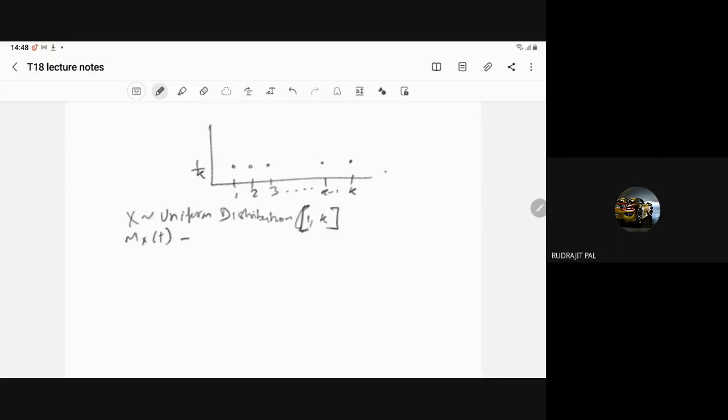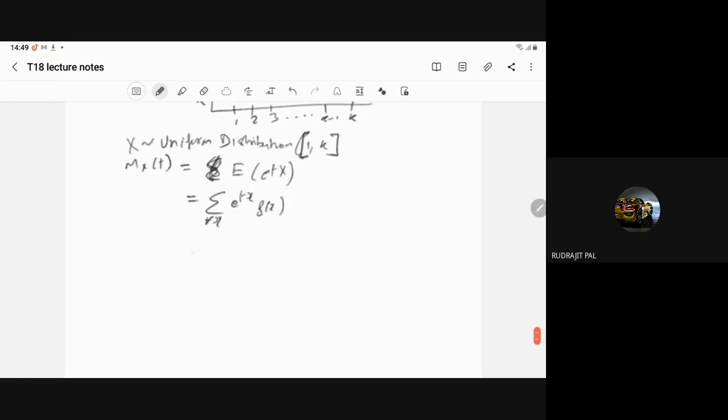So what is the MGF? M_X(t) is nothing but the expectation of e to the power tX. Any expectation we can write as a summation over all x of the value times the probability, that is, e to the power tx into f(x). So here x goes from 1 to k, e to the power tx into f(x).